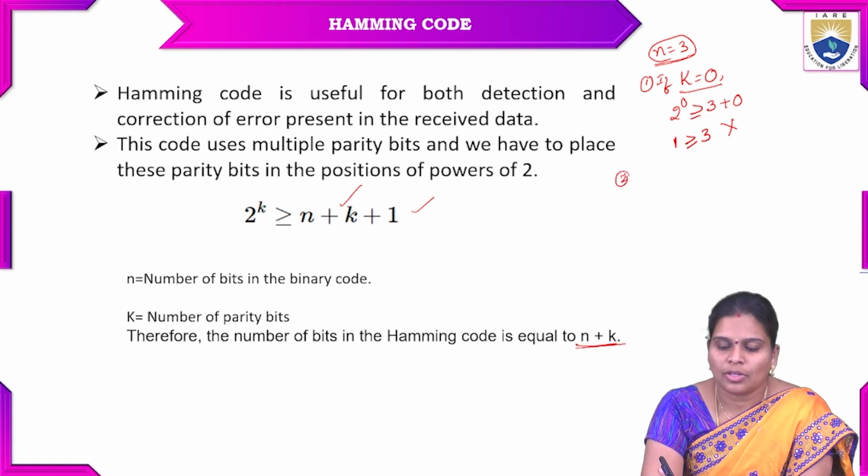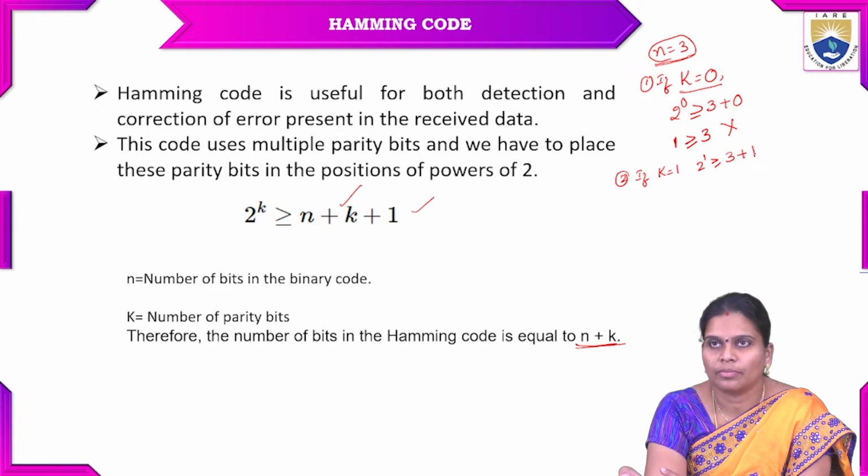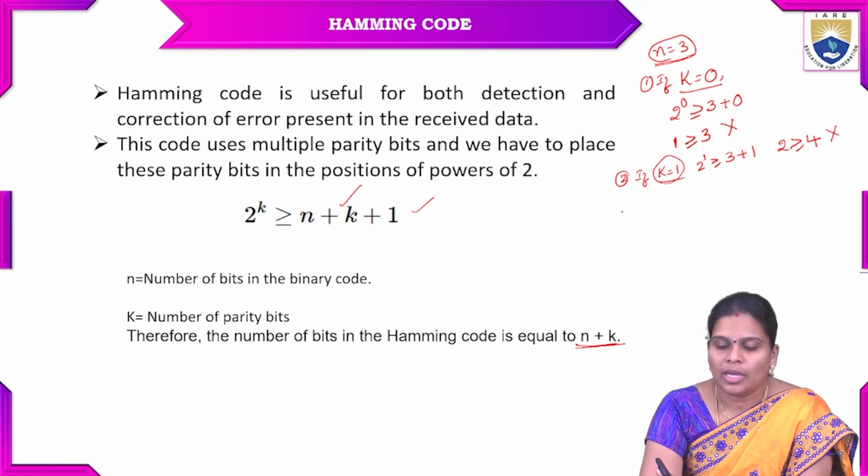Next condition, if k equals 1. So 2 power 1 greater than or equal to n equal to 3 plus k equal to 1. 2 power 1 is 2, greater than or equal to 4. Does it satisfy this condition? No. So the k value is not 1. Next condition, if k equals 2. So 2 power 2 greater than or equal to 3 plus 2.